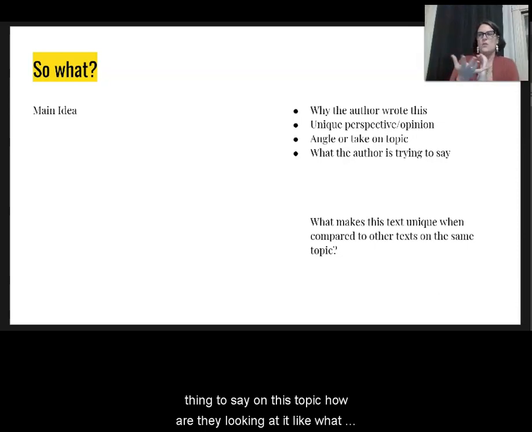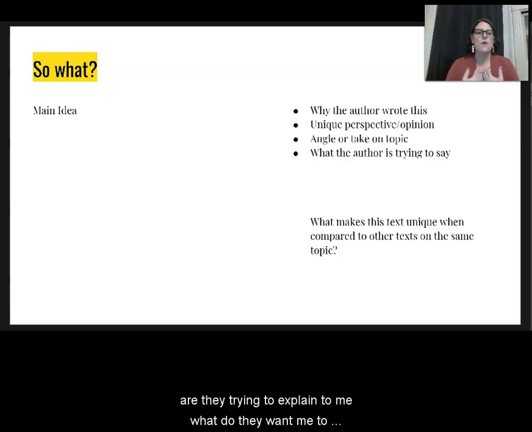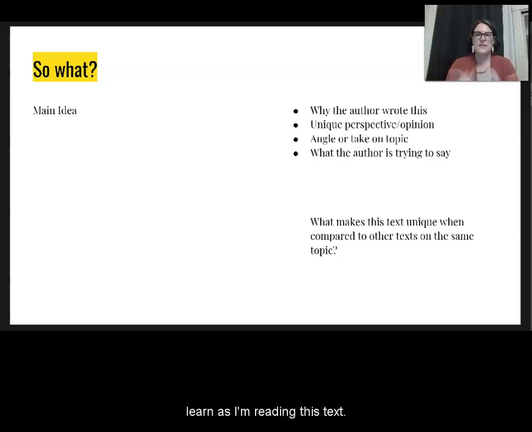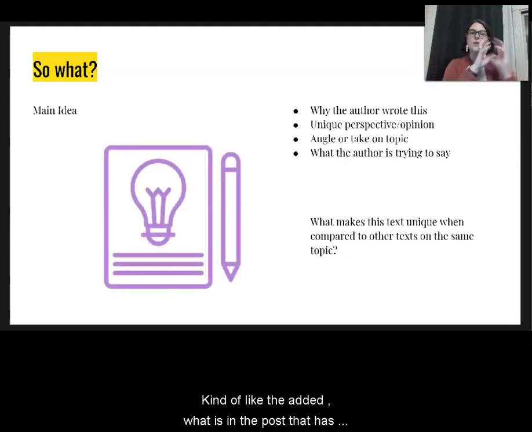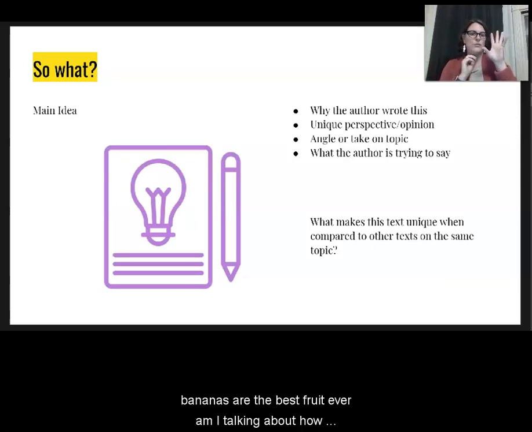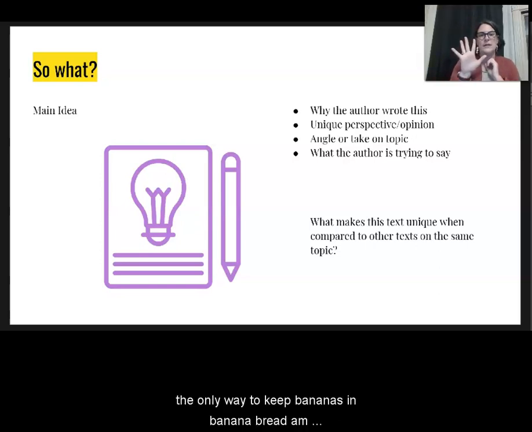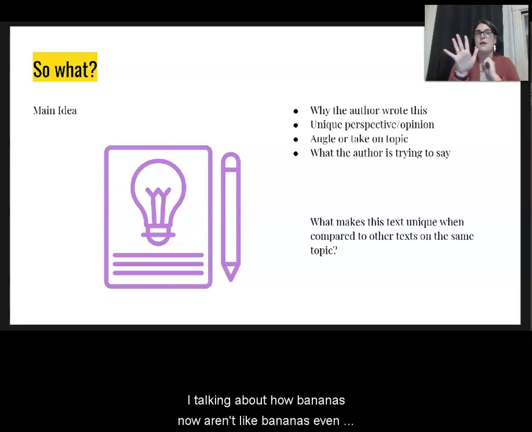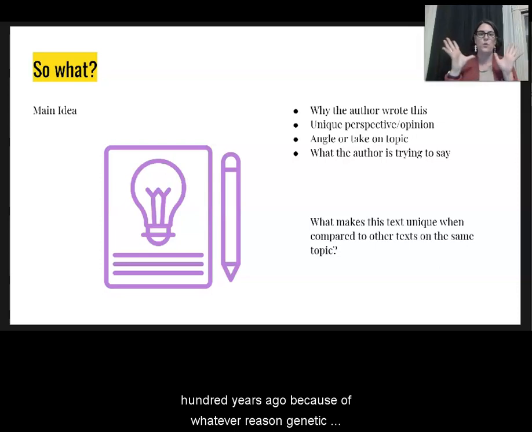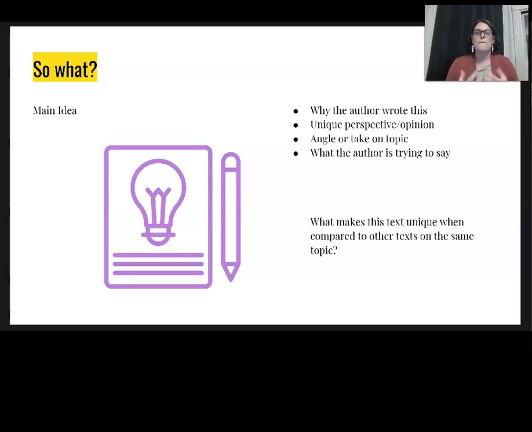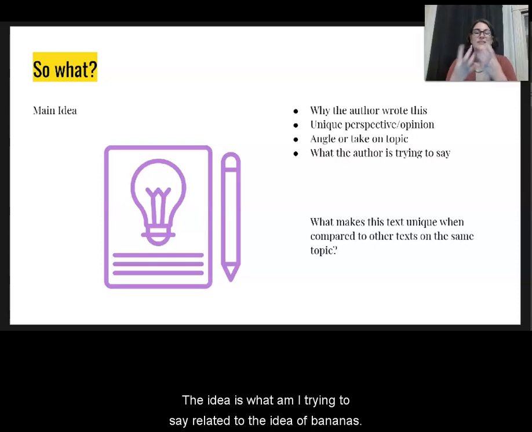How are they looking at it? What are they trying to explain to me? What do they want me to learn as I'm reading this text? So basically, what makes this text unique compared to other texts on the same topic? It's like what is in the post that has that banana hashtag? Am I talking about how bananas are the best fruit ever? Am I talking about how the only way to eat bananas is in banana bread? Am I talking about how bananas now aren't like bananas even 100 years ago because of some genetic reason, I don't remember. The idea is, what am I trying to say related to the idea of bananas?